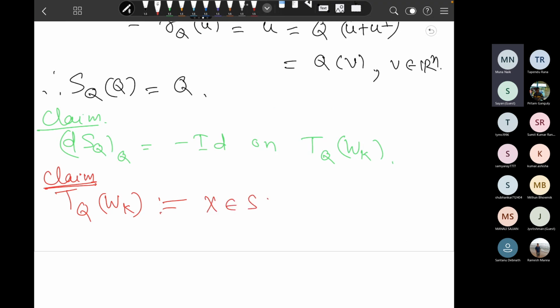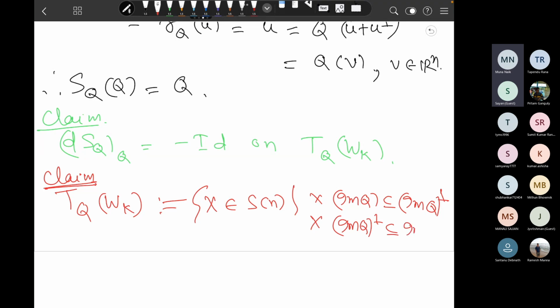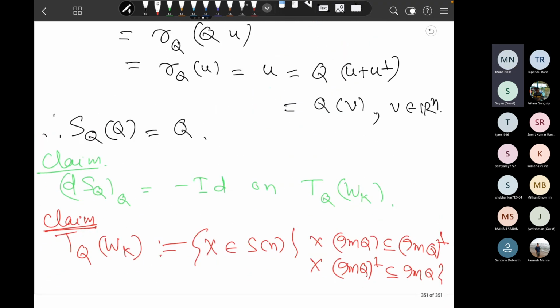T_q W_k is the set of x belonging to S^n such that x maps the image of q into the image of q perp, and x of the image of q perp is contained in the image of q. So actually, I will continue in the next class. I will prove that DSQ q is equal to minus identity then.